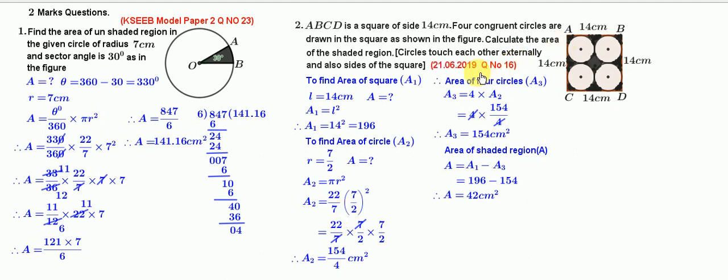This question was asked in the June 2019 supplementary examination question paper.